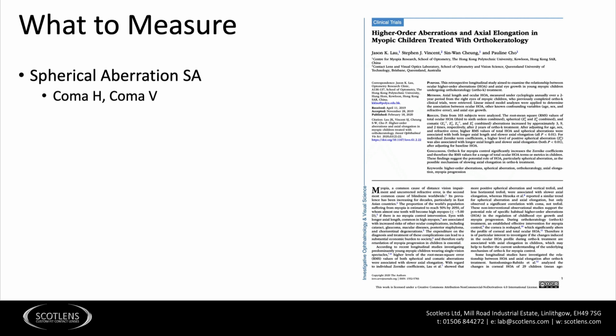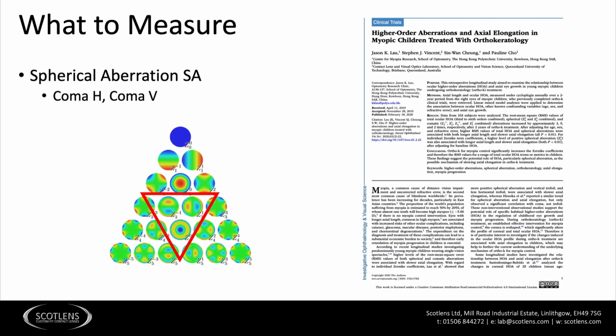And what aberrations are we looking for? We're not entirely sure which is the best one, but there seem to be three that have been isolated so far: spherical aberration, and both horizontal and vertical coma. They seem to correlate fairly well. We don't know if one is better than the other, but spherical aberration is one of the easiest to measure, and is the one I'm going to talk about. In the table of higher order aberrations, these are the three that have been isolated as the most effective to monitor.